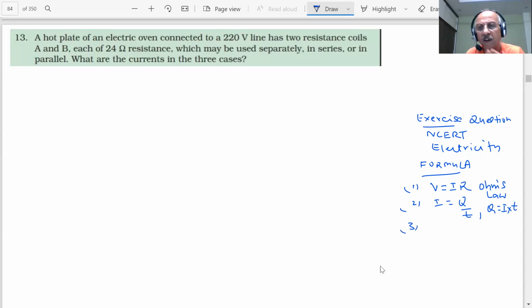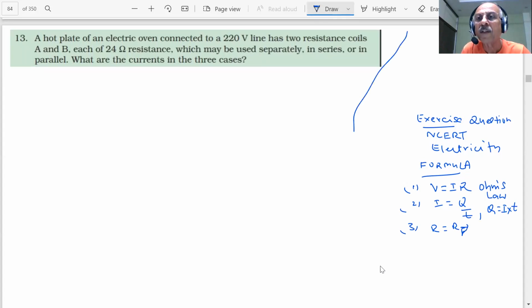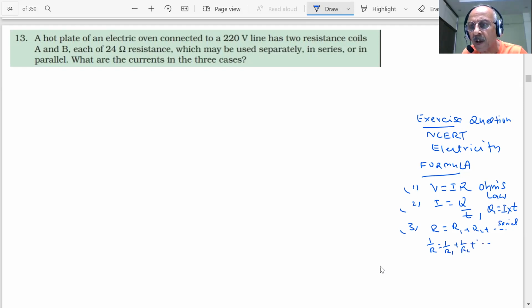You already studied the combination of resistors. Resistors could be combined in two ways. What is the formula in series, students? In series, R is equal to R1 plus R2 and so on. This is a series circuit. In parallel, 1 by R is equal to 1 by R1 plus 1 by R2 and so on. We studied that this formula has been used a lot in different numericals, students.